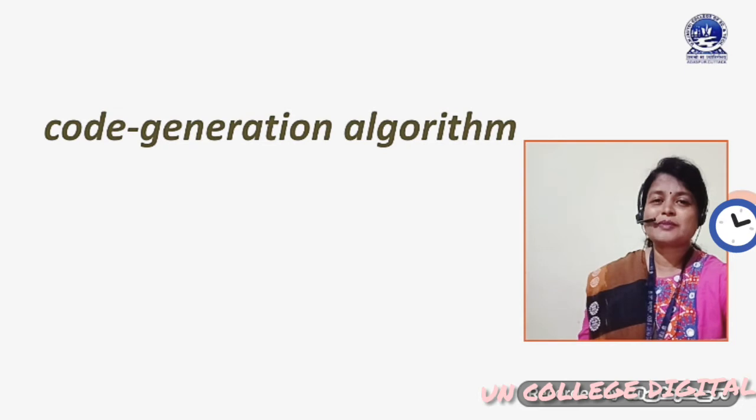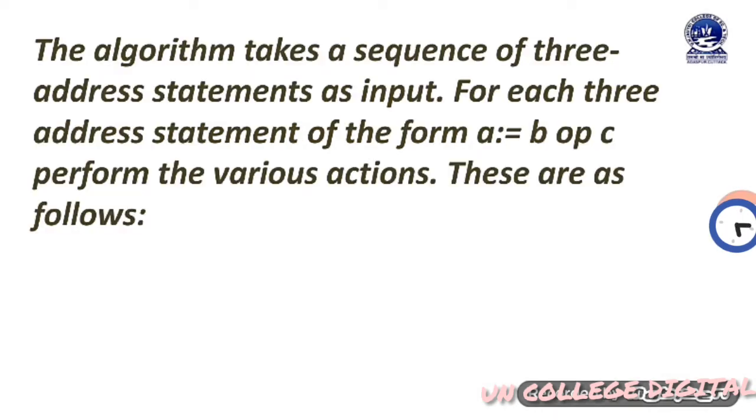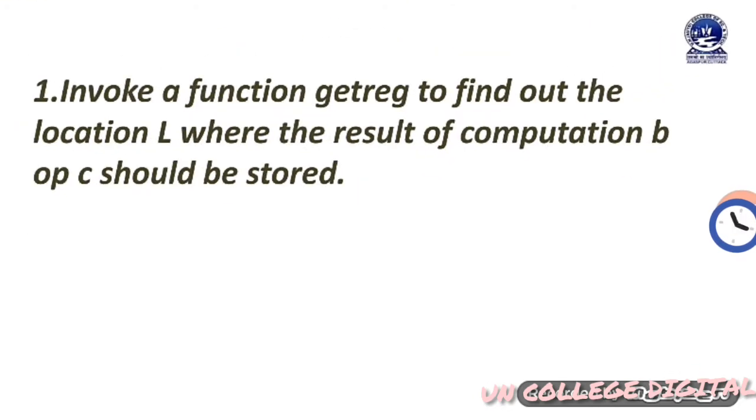Now I am going to discuss the code generation algorithm. Your program must be converted into target code, and for that reason an algorithm is used. The code generation algorithm takes a sequence of three address statements as input. For each three address statement of the form A equal to B OP C, perform the various actions. These are as follows. First, invoke a function getreg. It is used to find the register location L where the result of the computation B OP C should be stored.